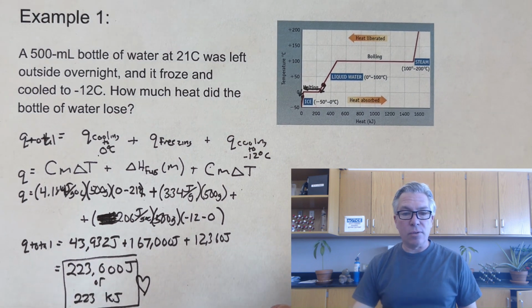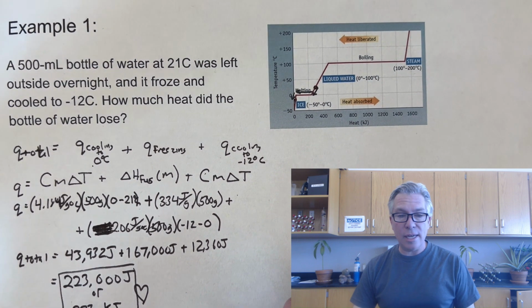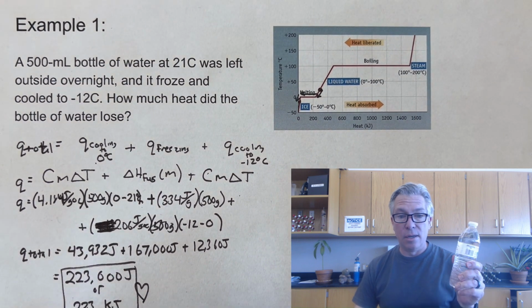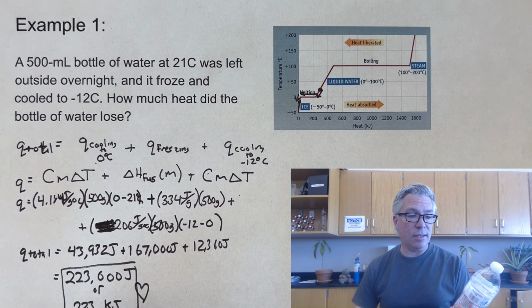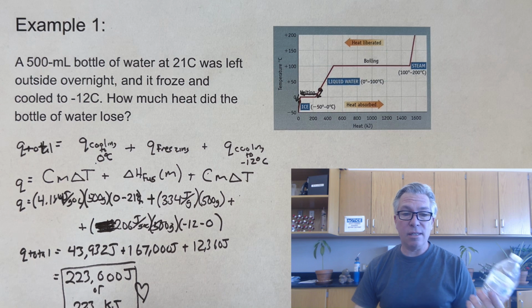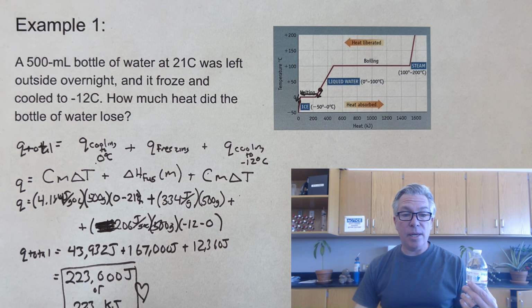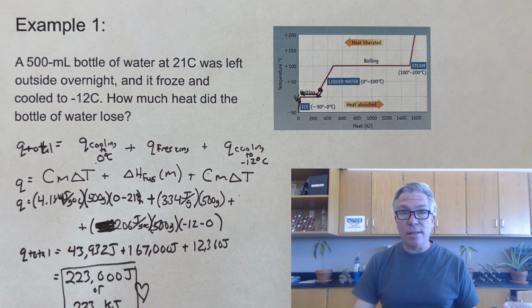Which is kind of cool to be able to think about. So if I actually take this bottle of water outside and leave it there overnight in the winter, it will lose just over 200 kilojoules of heat on the way down. And you can't see that heat, but you can see the effects of that heat leaving. And it's pretty cool, I think, to be able to calculate that.